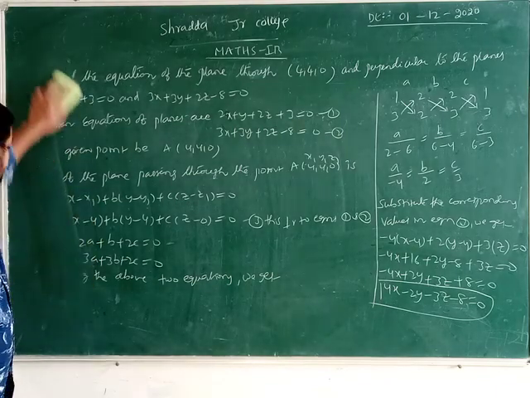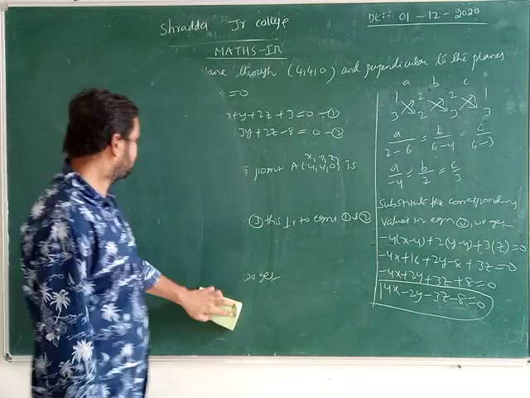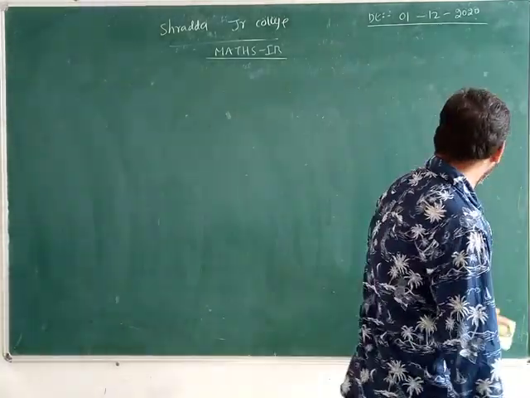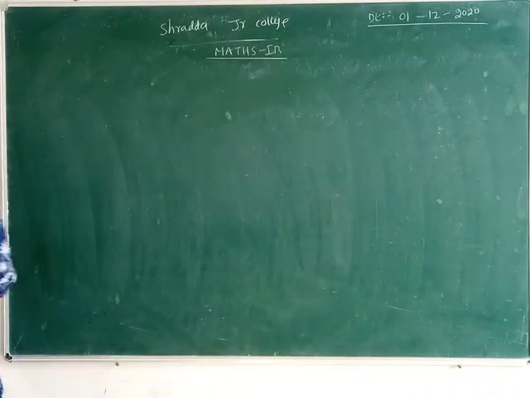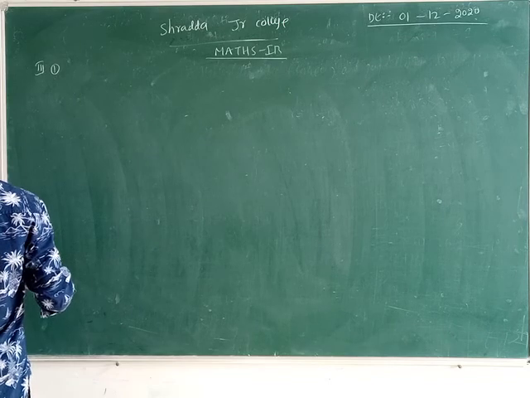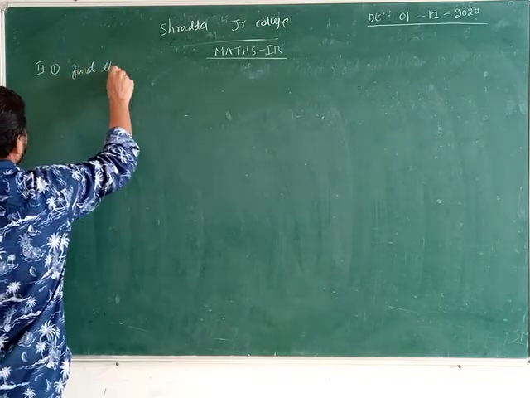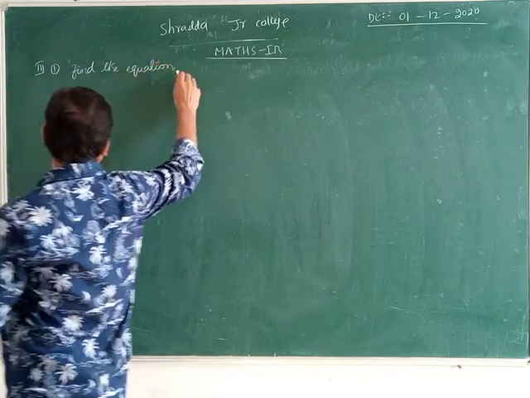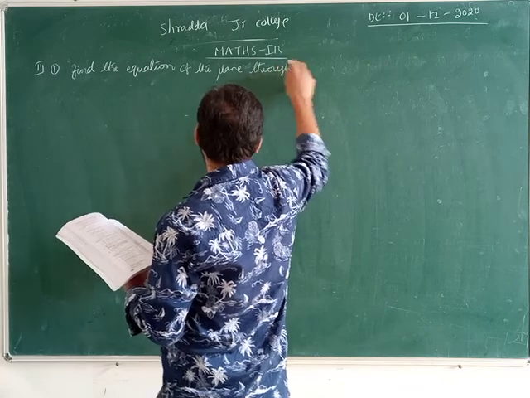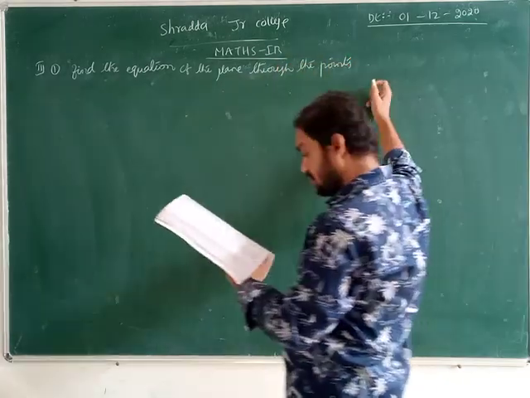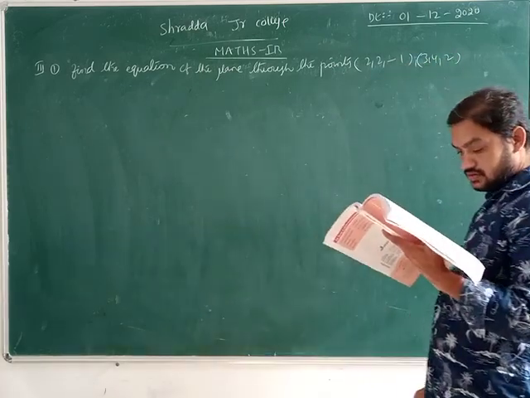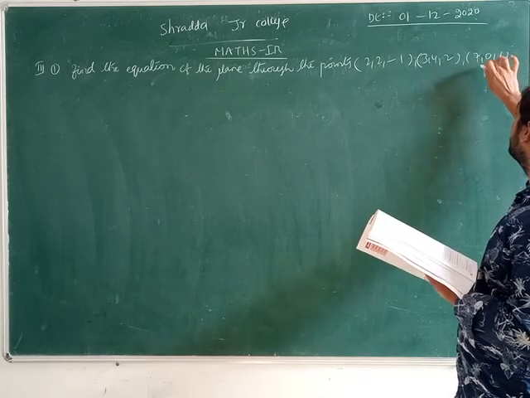See the next problem. Find the equation of the plane through the points 2, 2, minus 1, 3, 4, 2, 7, 0, 6.